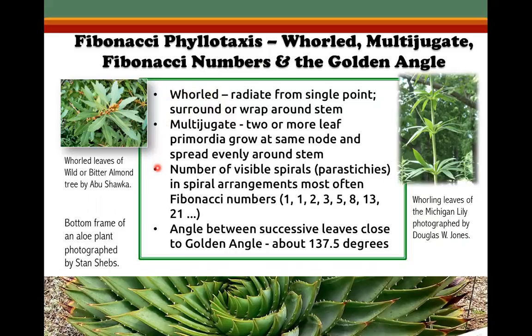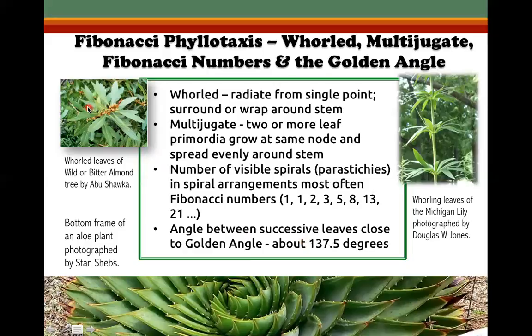The number of visible spirals, or parastichies, is another word for plant spirals. In spiral arrangements, most often they are Fibonacci numbers: 1, 1, 2, 3, 5, 8, 13, 21, etc. Usually the numbers don't go too far up into the sequence, but it can go up into the hundreds. Okay, so the angle between successive leaves is close to the golden angle, which is about 137.5 degrees.